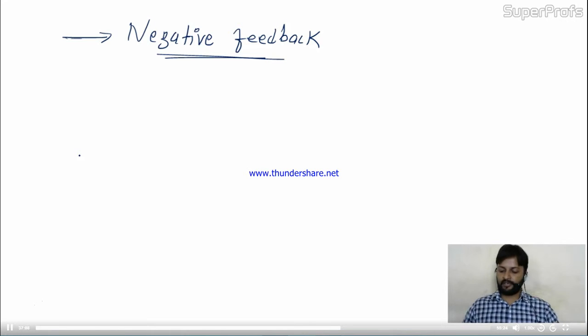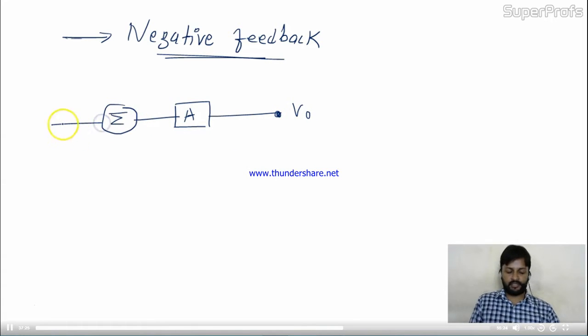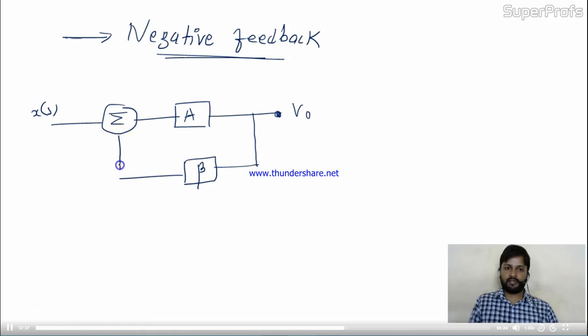So in the negative feedback, if I talk about the general circuit, this is the gain of the system. I'm taking output over here. This is the input stage. Over here, you are applying X as your input. From the output, you are taking feedback. This is the feedback element, and you are giving it to this stage with a negative sign, negative feedback.